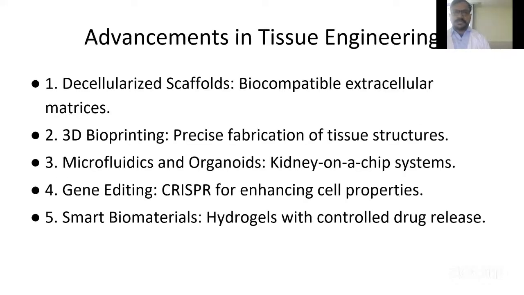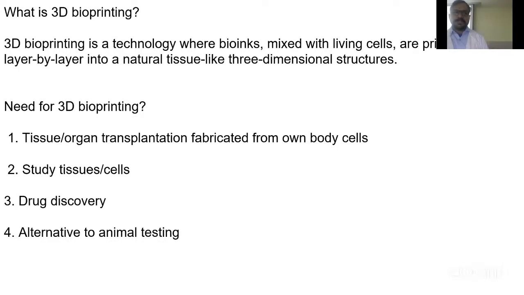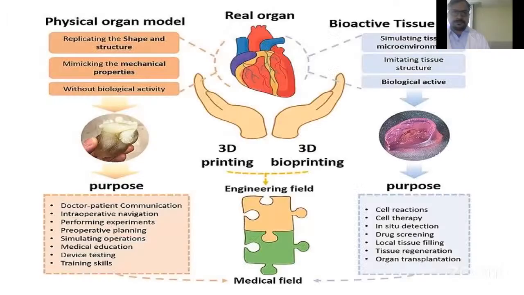Advancements in tissue engineering include decellularized scaffolds, 3D bioprinting, microfluidics, gene editing, and smart biomaterials. What is 3D bioprinting? 3D bioprinting is a technology where bioink mixed with living cells is printed layer by layer into natural tissue-like 3D structures. The need for 3D bioprinting: tissue and organ transplantation fabricated from one's own body cells, and studying tissues and cells to discover drugs as an alternative to animal testing.